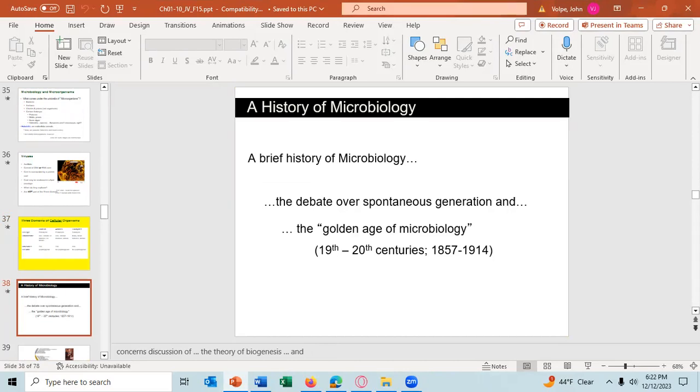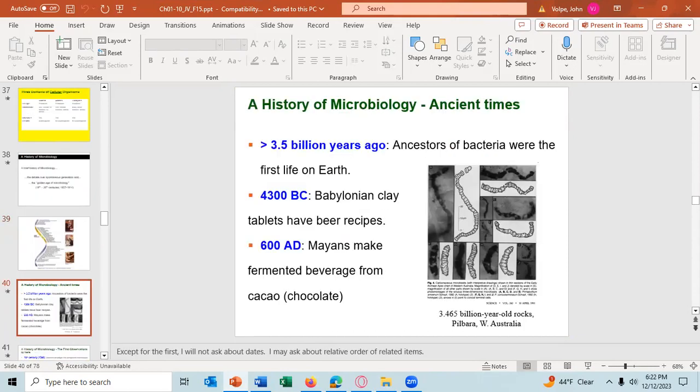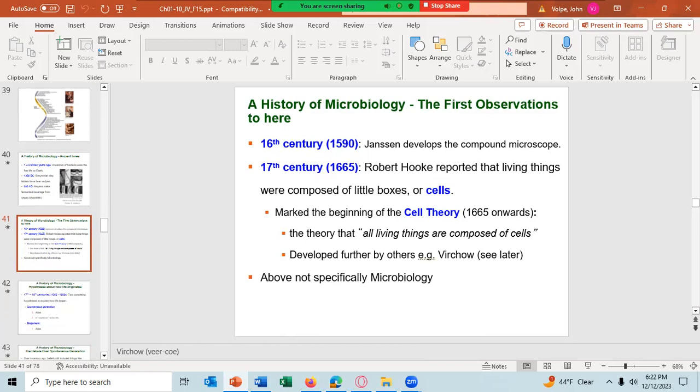All right, so the brief history of microbiology: you do not need to know the dates, except that about 3.5 billion years ago we have the first ancestors of life on the planet, the ancestors of bacteria, the first life on Earth. We have fossil records of that. You should know in the history who discovered what, like Janssen discovered the compound microscope, Robert Hooke reported the first living cells. You do not need to know the years, but you should know who discovered what.